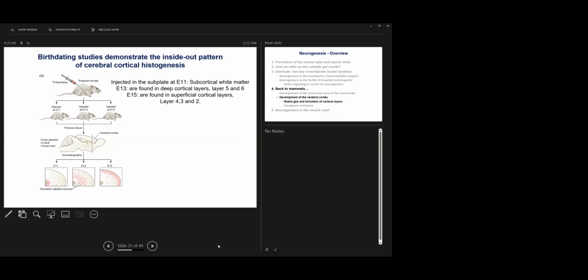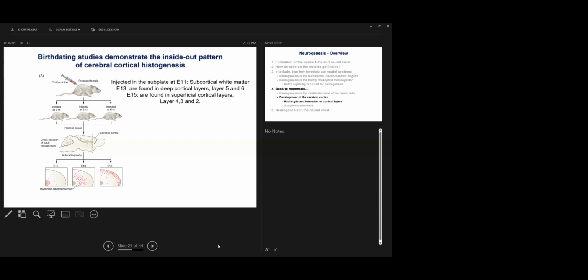Any questions on fate mapping, neuronal labeling? This is just to show that you can actually track the progenitor, which type of neuron it is forming at a different stage of development, either by retrovirus or by using radio-labeled thymidine or bromodeoxyuridine.